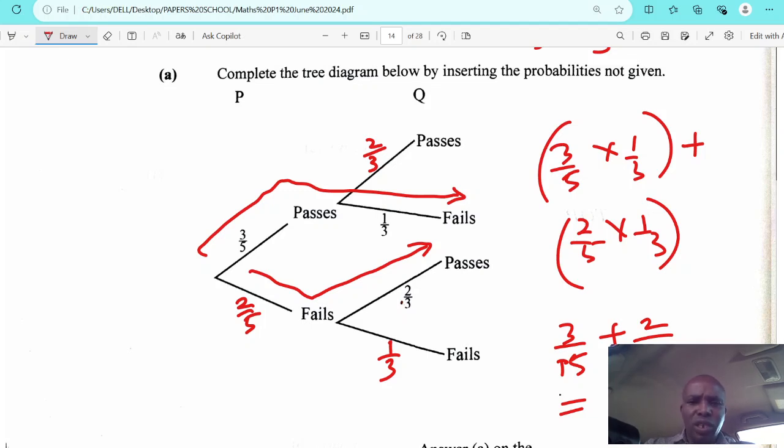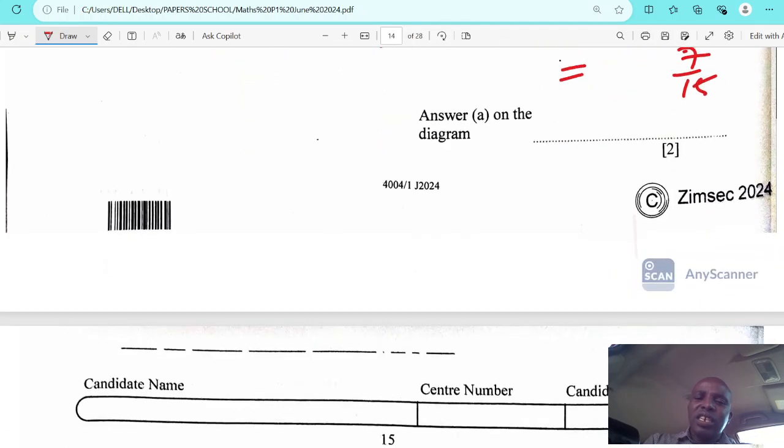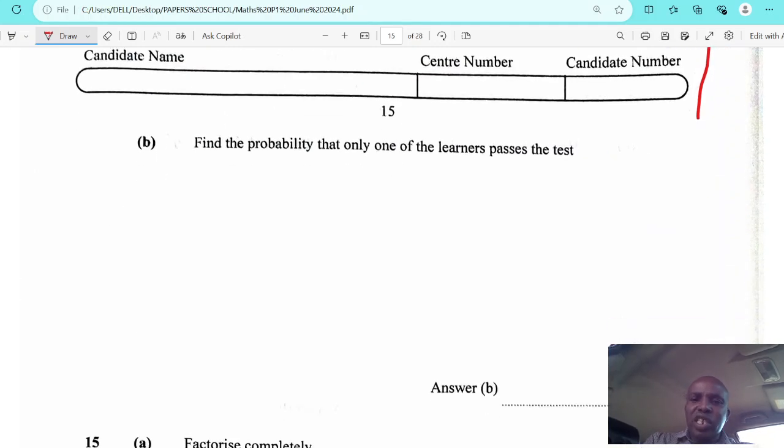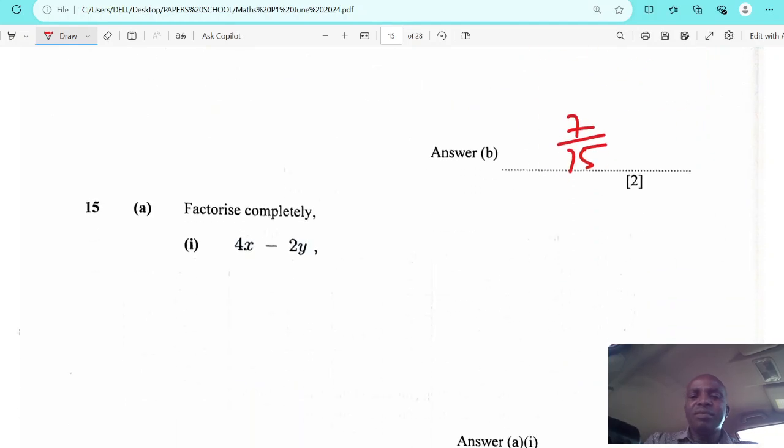This one is supposed to be 2/3, right? Not 1/3. So it's this one will fail, 2/5. This one will pass, 2/3. Right. It's correct now. Then 2 times 2 is supposed to be 4. So 3 plus 4, just add the numerators, is 7/15. Right, this working is supposed to be taken and put here. Take this working, you put it here. So your answer will be 7/15.